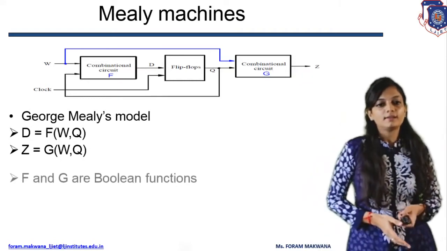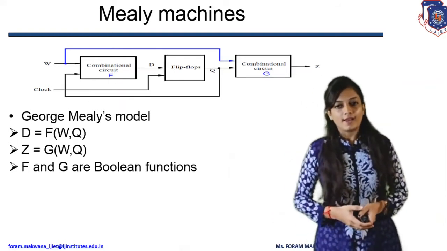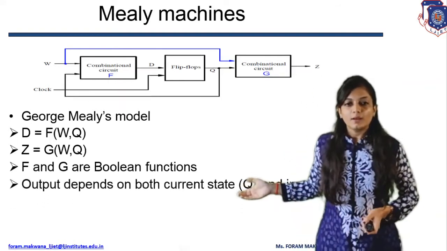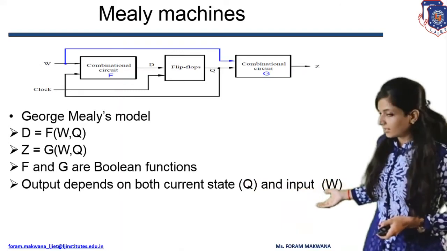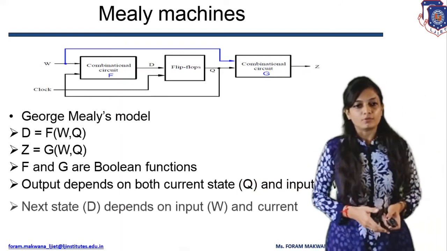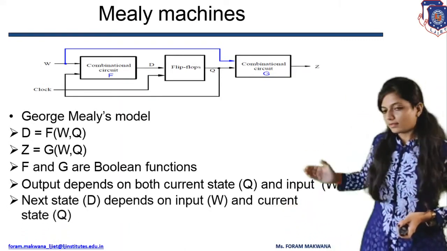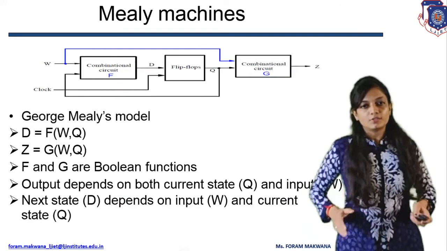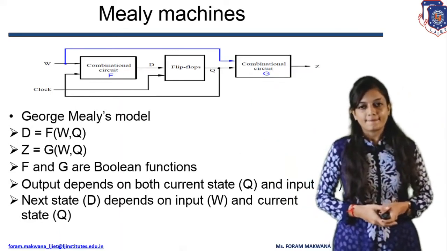So I can say that f and g both are Boolean functions, and my output depends on both the current state and the input. So the next state will depend on the input and the current state. Alright. So this is the generalized block diagram of the Mealy machine, right?